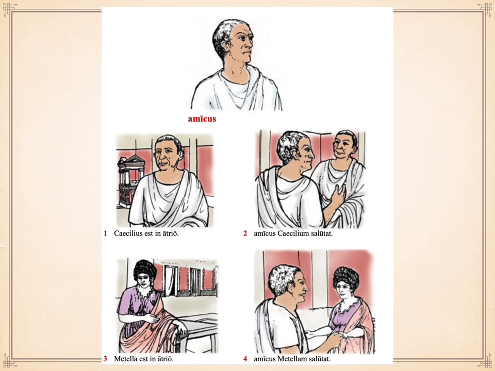Either one is fine. The third sentence is Metella est in atrio. Again, we did sentences like that in stage 1. I won't do that one. But number 4, once again, we have the accusative. Amicus Metellam salutat. We start at the beginning. The subject is amicus. If I go to the end of the sentence, I see my verb. It's salutat. So the friend greets. And now we see the accusative right in the middle there. So we'd say the friend greets Metella, or the friend says hello to Metella.